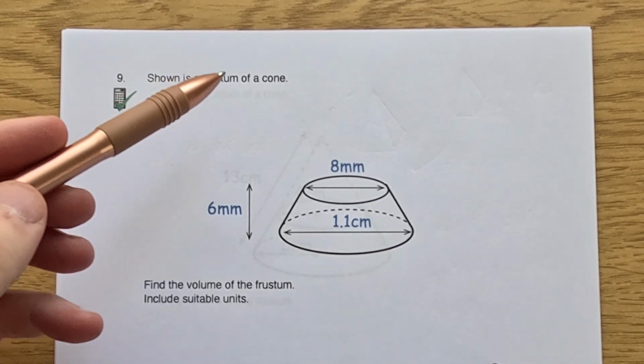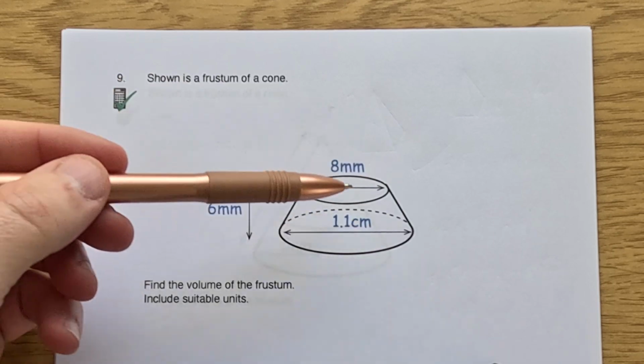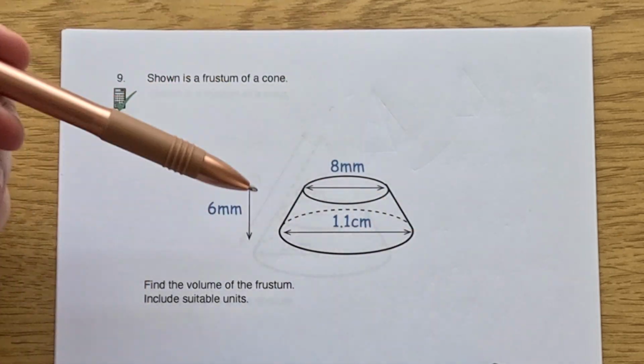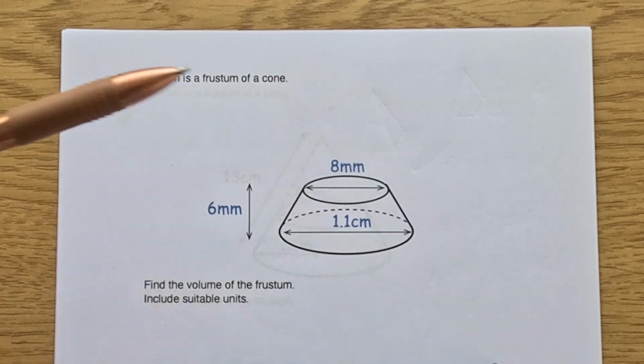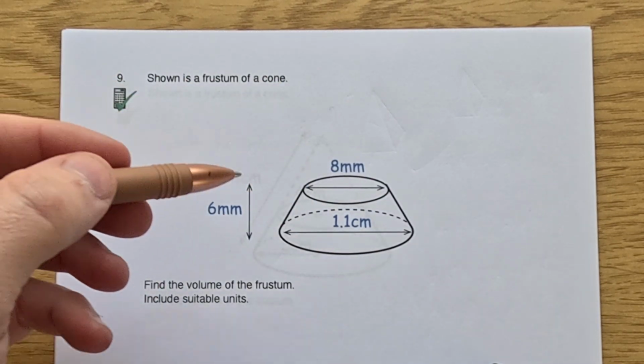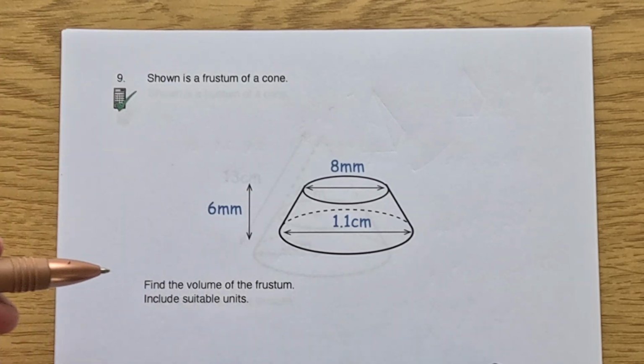Question number 9 says, shown is the frustum of a cone. So we've got this frustum of a cone, so there would have been a larger cone, and then a smaller cone's been chopped off from the top of that larger cone, and what's left is the frustum. And we've been asked to find the volume of this frustum and to include suitable units.